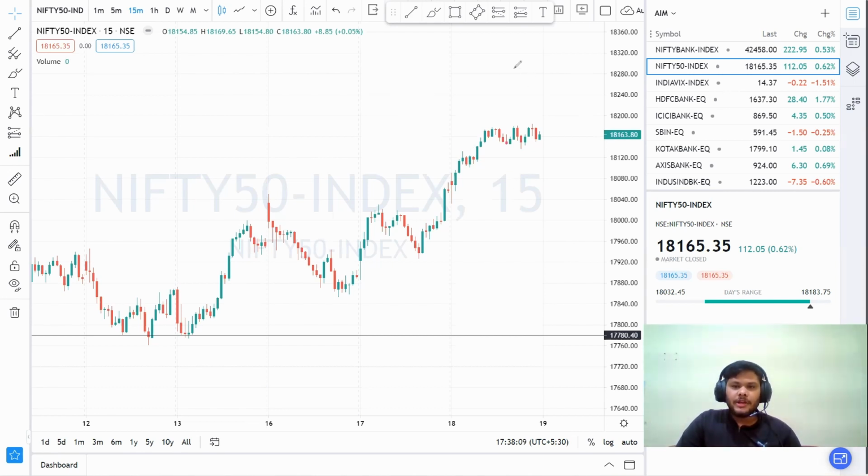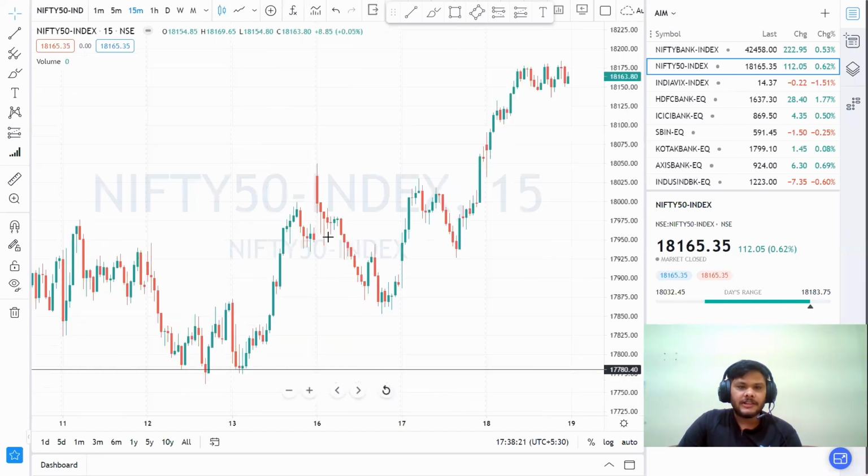And if it opens a gap up around 18,200 or 240 and shows any kind of positive movement there, then you can also take trade for buying, and as I said our target will be around 18,320 to 18,370. And that's it for Bank Nifty and Nifty.